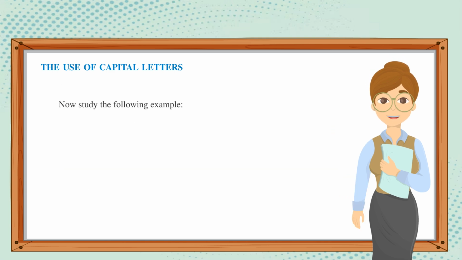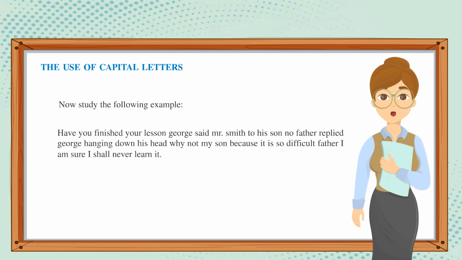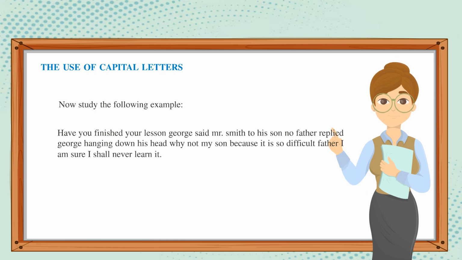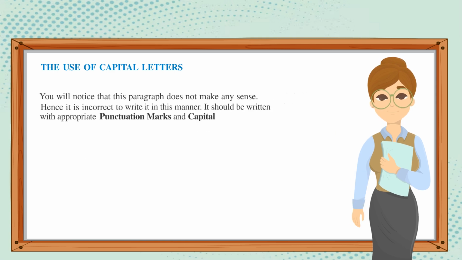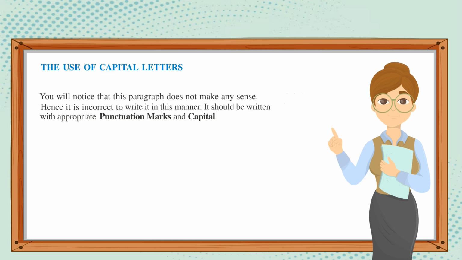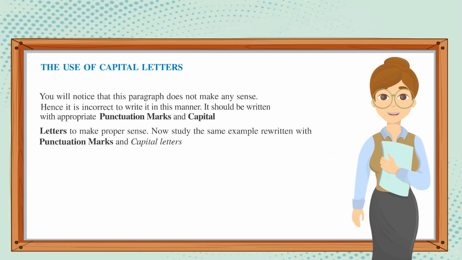Now study the following example. Have you finished your lesson George said Mr Smith to his son no father replied George hanging down his head why not my son because it is so difficult father I am sure I shall never learn it. You will notice that this paragraph does not make any sense. Hence, it is incorrect to write it in this manner. It should be written with appropriate punctuation marks and capital letters to make proper sense.